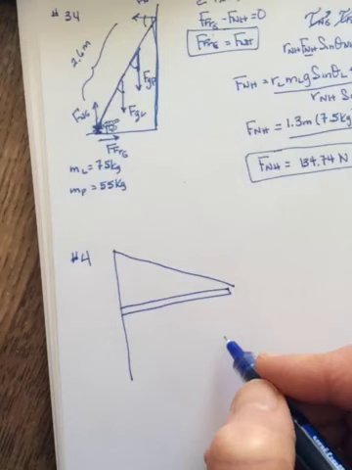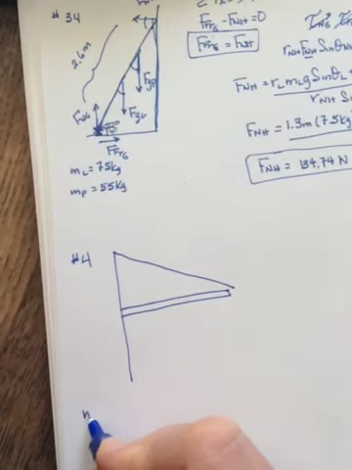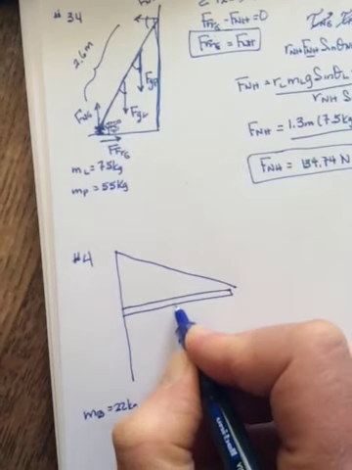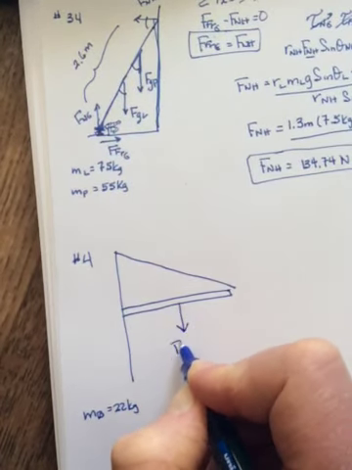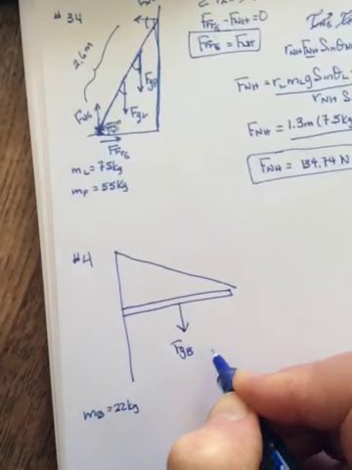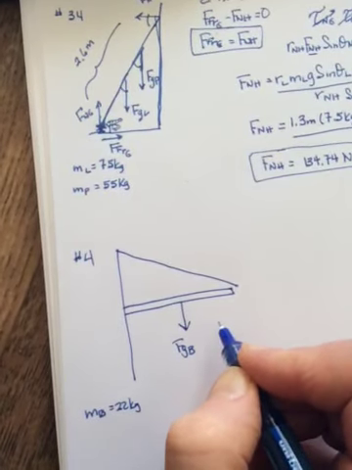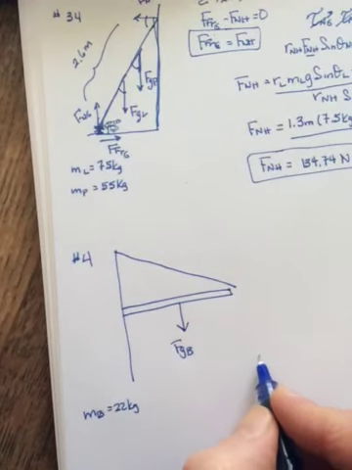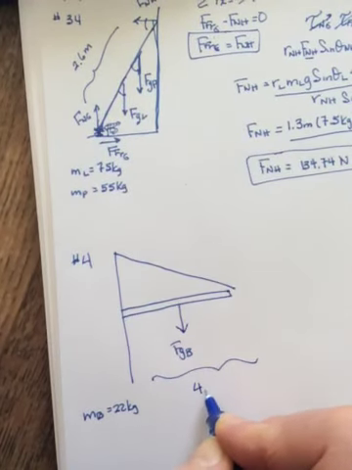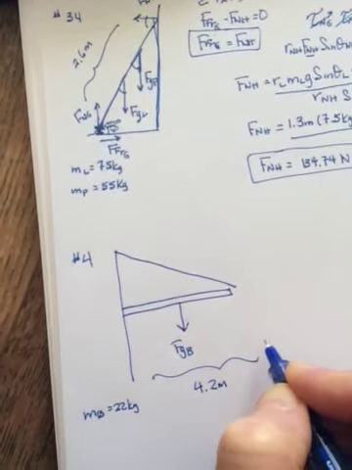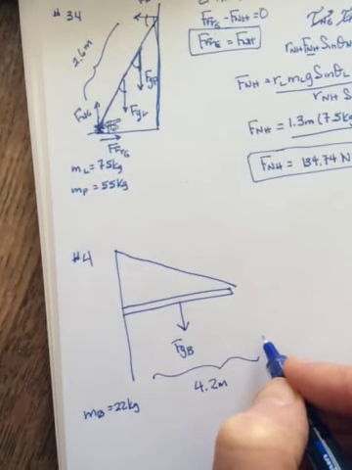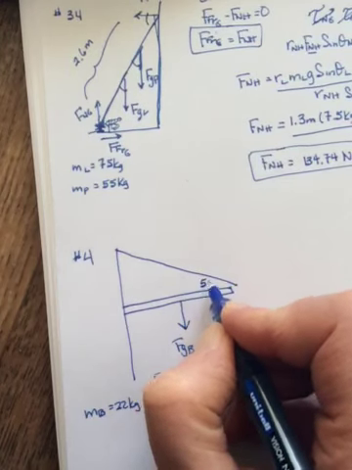The sign is hanging from a uniform horizontal beam, so the mass of the beam is 22 kilograms. It says uniform, so the FG of the beam is halfway along its length. And its whole length is 4.2 meters. There's a cable running from the end of the beam to the pole, making an angle of 50 degrees.